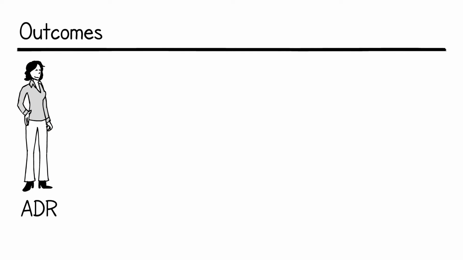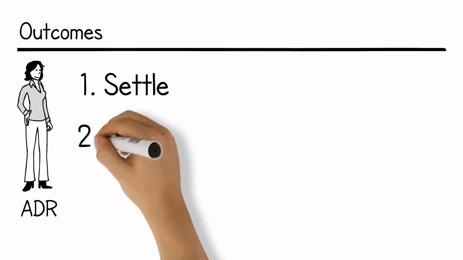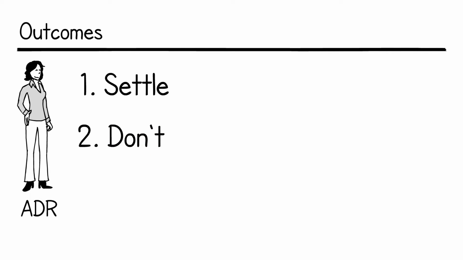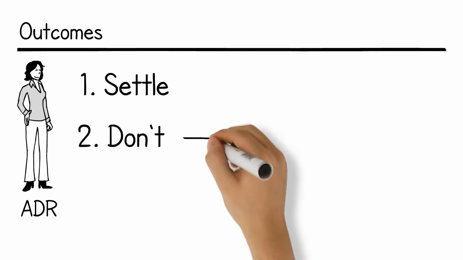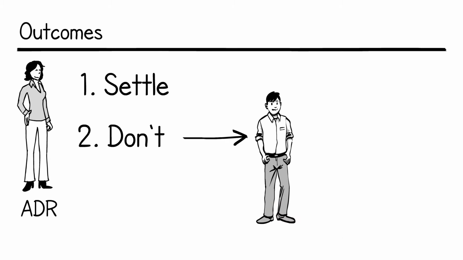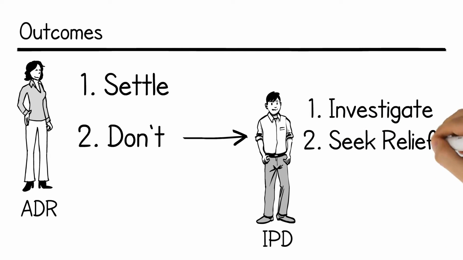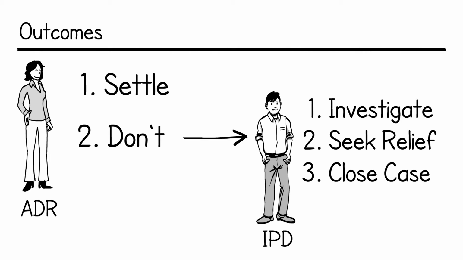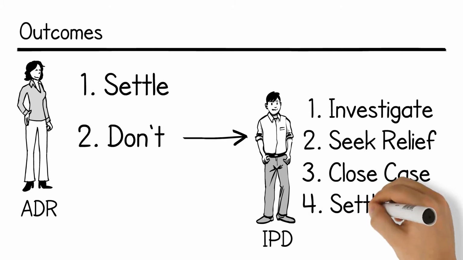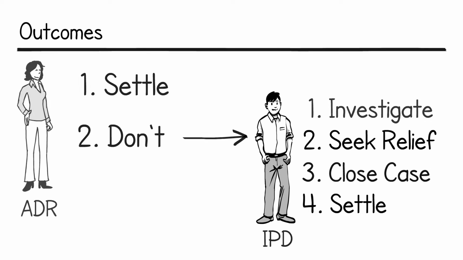Now, within either the ADR unit or IPD, there are different potential outcomes. Within the ADR unit, parties either settle or they don't. In cases where they don't settle, this could be because one party withdrew from the mediation or for a variety of other reasons. If a case does not settle in the ADR unit, the case is sent over to IPD for investigation. Within IPD, the division will investigate the complaint further and either seek relief for the complainant or close the investigation without relief. In some cases, IPD may help the parties settle the complaint.